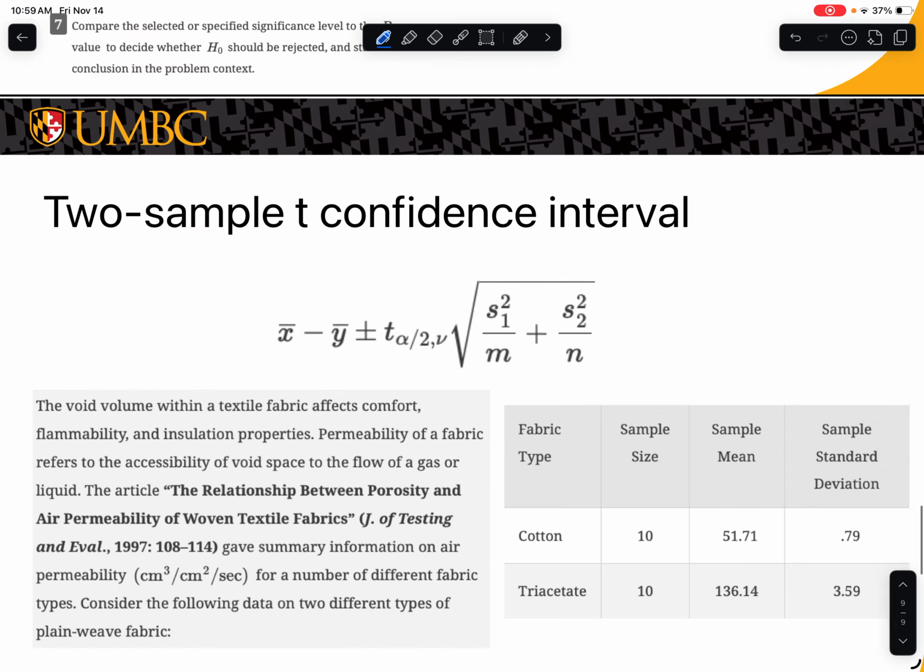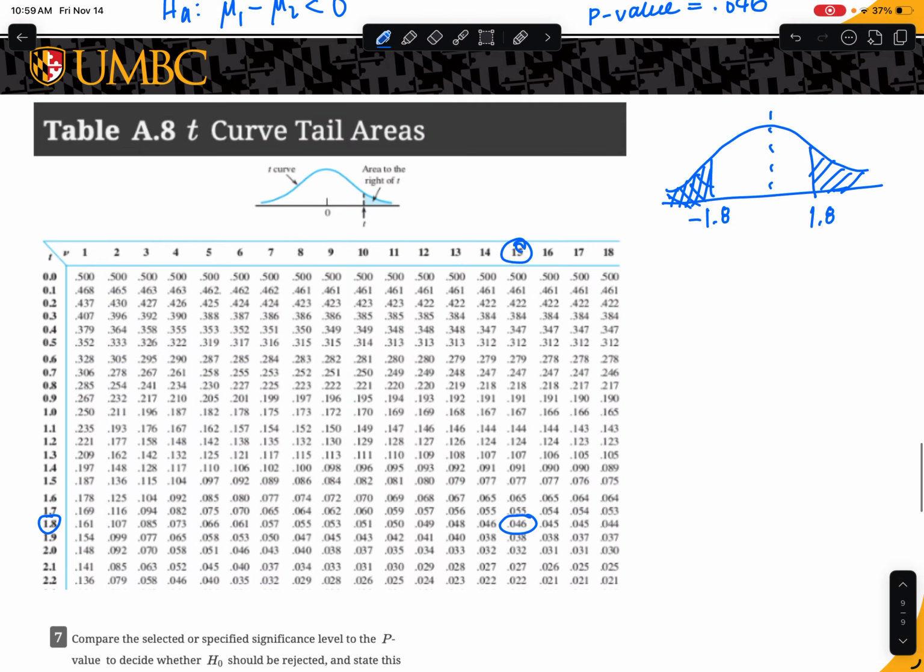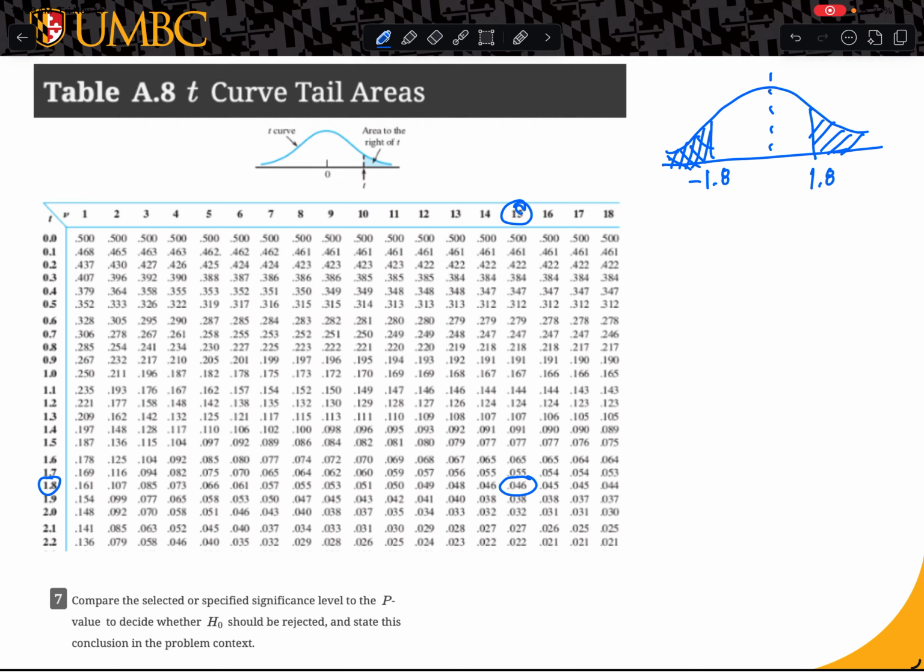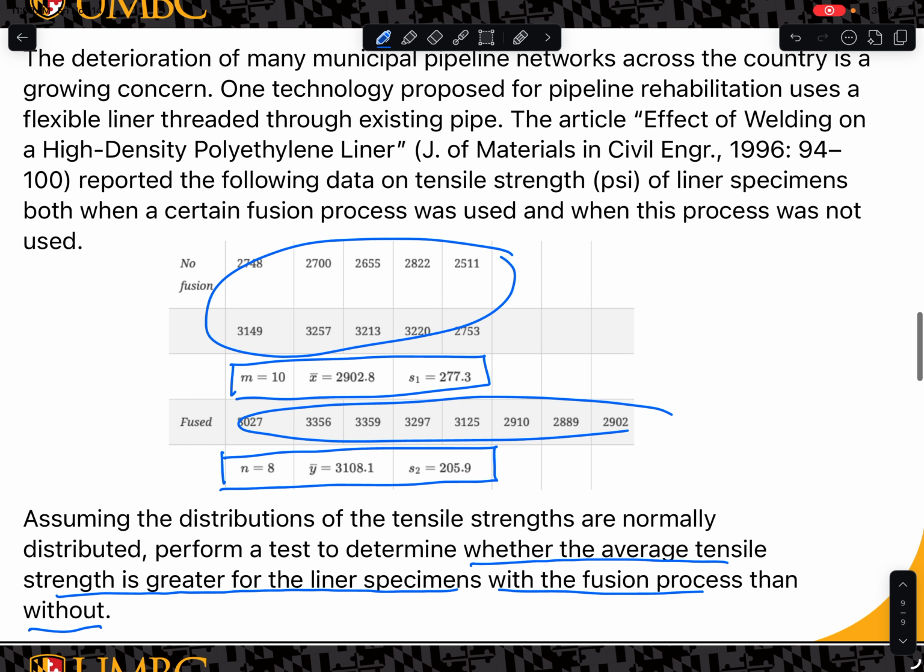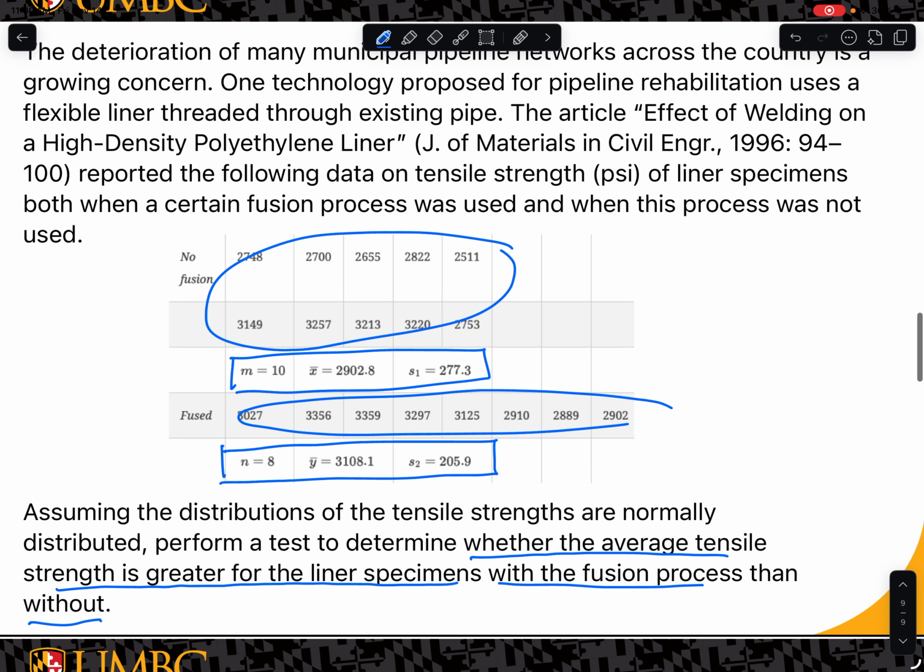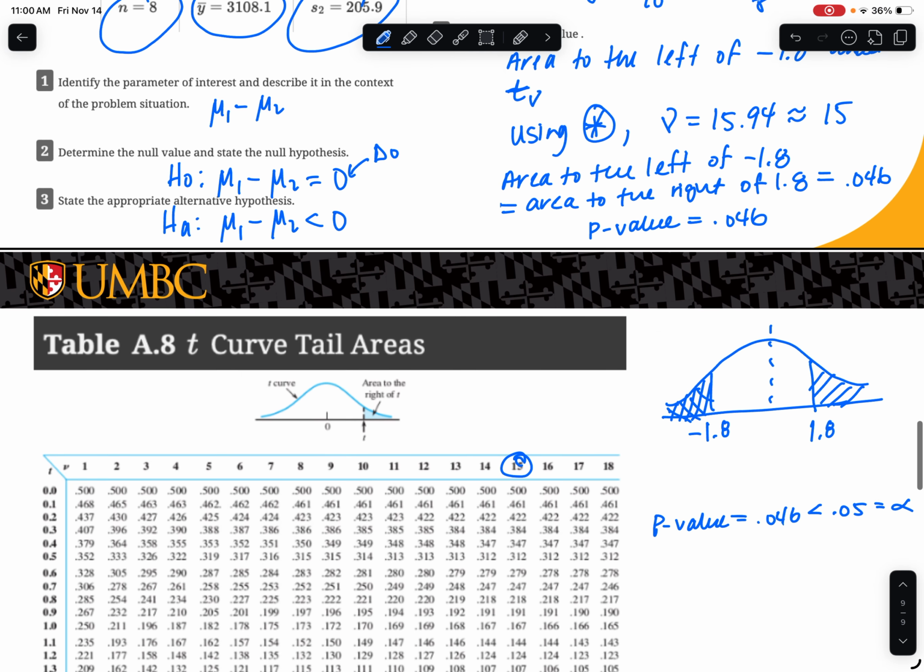Last step here then is to do the comparison between p and alpha. I'll write it up here: the p-value equals 0.046, which is less than 0.05, which is the typical alpha that we use. I don't believe an alpha was specified in this problem. It wasn't. So when it's not, we'll just use alpha equals 0.05.